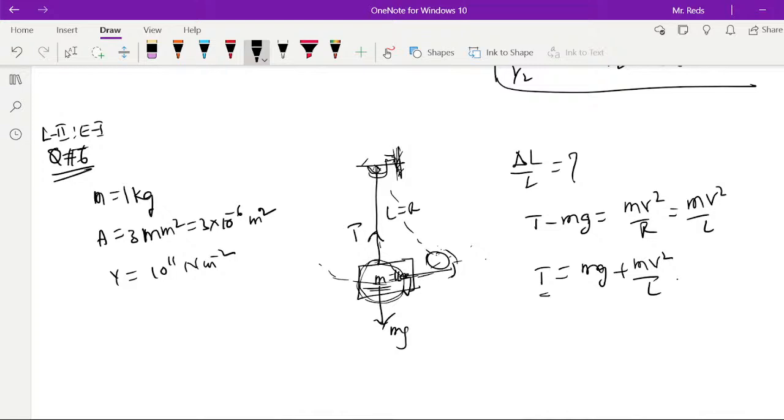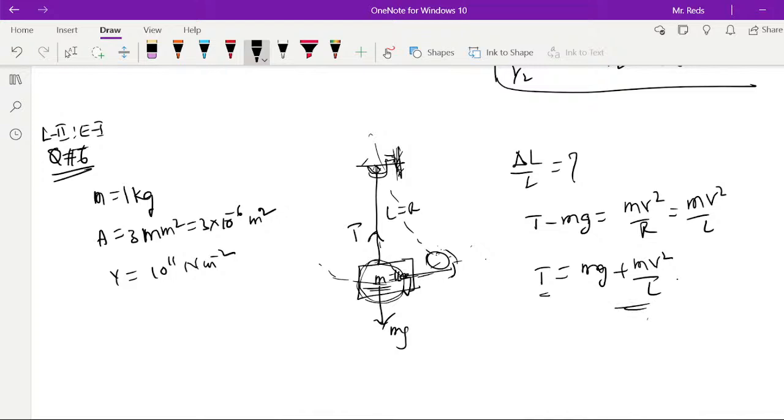So this is the tension at the lowest position, mg plus mv square by L. But at the highest position it will be different. Mg will act downwards and tension also will act downwards. So the net force is mg plus T, which gives mv square by r, hence T is equal to mv square by r minus mg. At the lowest position, this is the tension, and that force is supported by producing elongation.